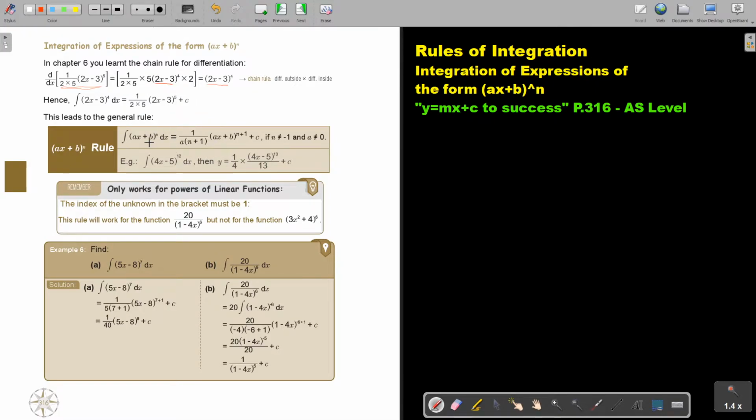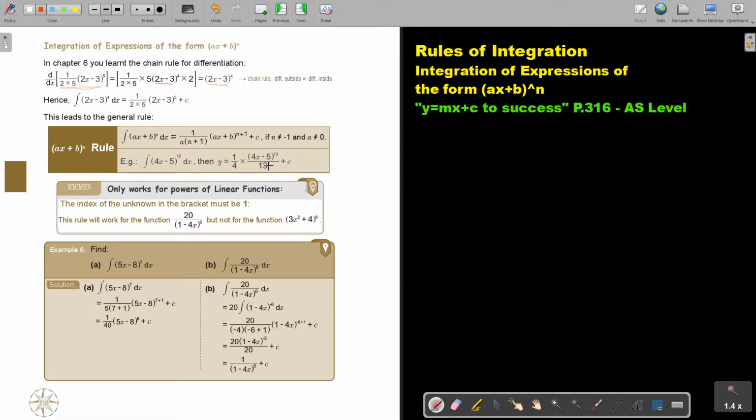Now, out of this, we must come to the rule. How does it work? If you look at this, you will always say, what did we do? We add 1 still, that's correct, and we divide still with that exponent that was added 1 to. But this a, where did that a come from? It came from differentiating the inside. It was the value in front of x.